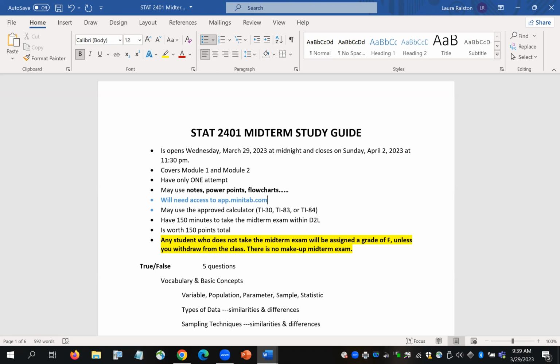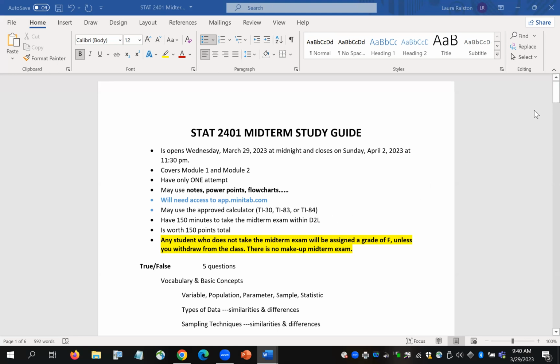You are allowed 150 minutes, which is 2.5 hours, to take the midterm exam. I don't believe at the 2.5 hour mark it will cut you off. It will simply notify me that you took longer than the allotted 2.5 hours. Okay. But you're allotted 2.5 hours. It's worth 150 points. And it does indicate on the course syllabus that if you don't take the midterm, you'll receive an F if you do not withdraw from the course. So the midterm is a required assignment. It's not optional. You have to take it.